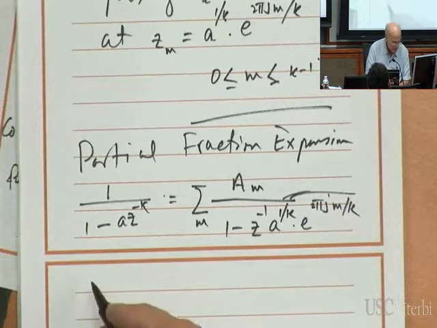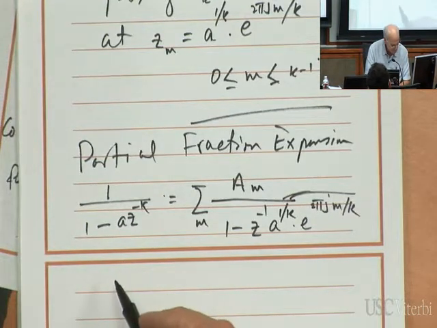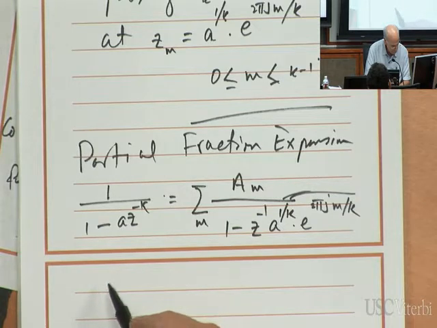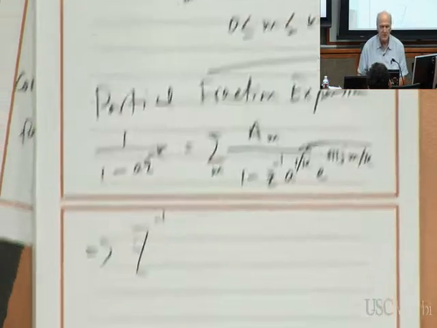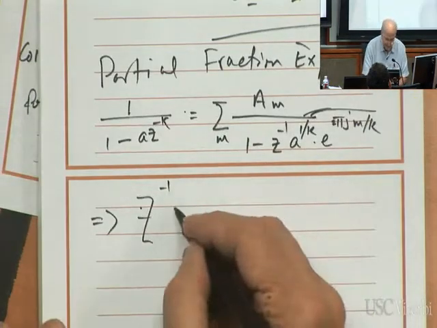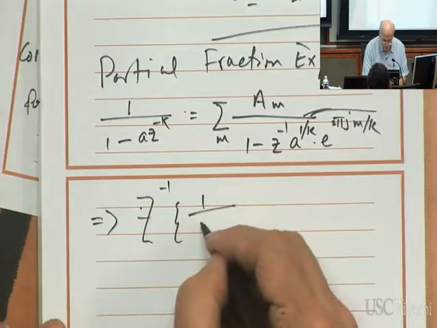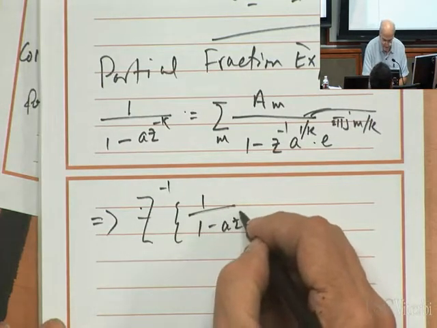So now let's look at that. Let's say we did an inverse z transform. Now we know everything is causal, of 1 over 1 minus a z to the minus k.